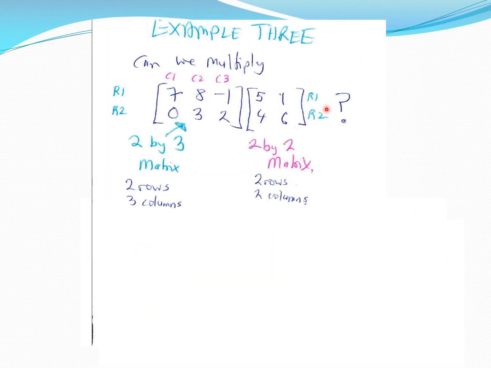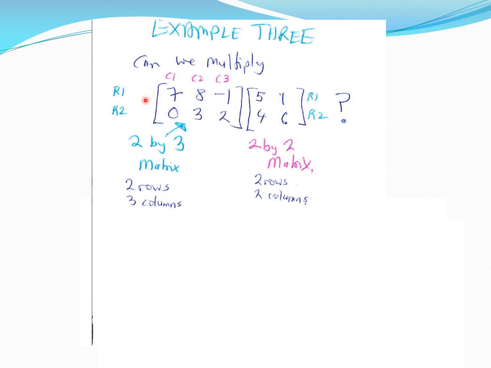Example 3. This time we ask the question, can we multiply these two matrices together? Well, the fact that we're asking the question suggests that maybe not. Let's just look at what we have. So here's matrix A, we call it. We've got row 1 and row 2. So we concentrate on rows in the first matrix. And here's matrix B, if we call it that. And it's got 2 columns, column 1, column 2.